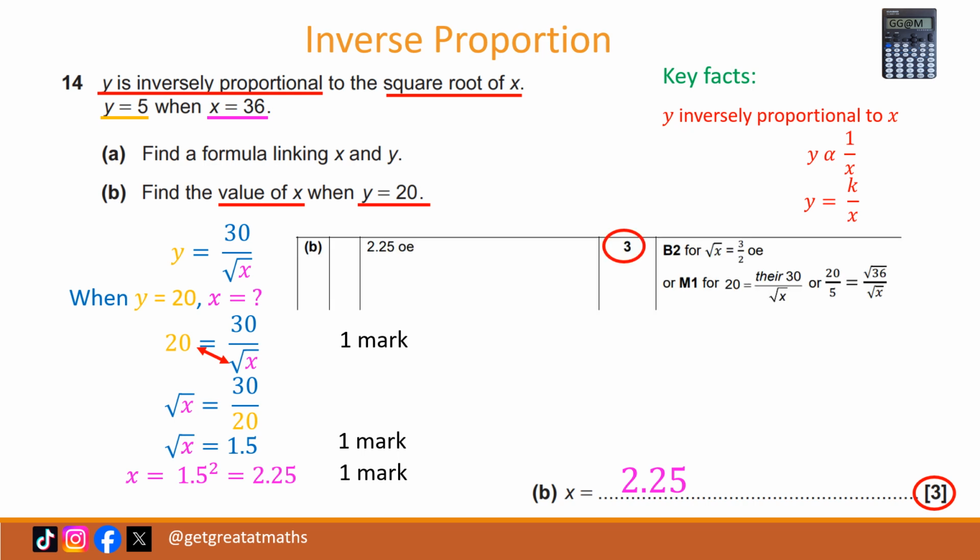The mark scheme here says that we've got 3 marks. B2 is 2 method marks. OE means or equivalent. M1 is 1 method mark. You can see the answer is given in decimal form, but OE means or equivalent. So if you'd have given your answer as a fraction, that is absolutely fine.